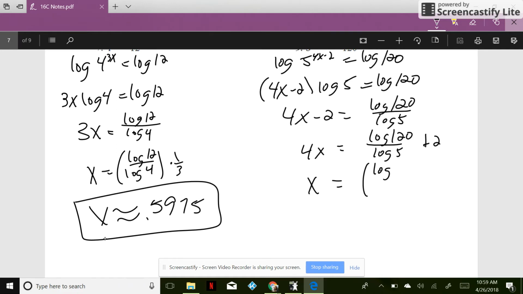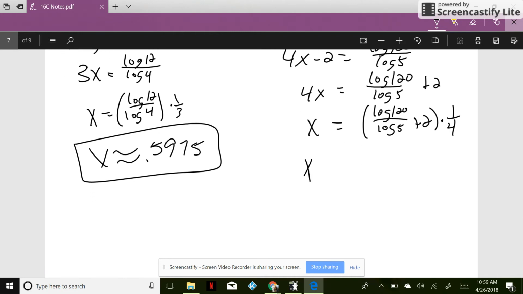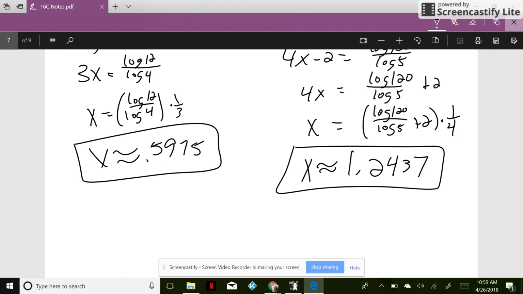Now it's important to recognize we're dividing this quantity times 4. So that's why you rewrite it as multiplying by 1/4, because you do want to make sure you take it as a quantity, that log 120 over log 5 plus 2, that whole thing, that's what's being divided by 4. So you can plug that into your calculator, you end up getting about 1.2437.